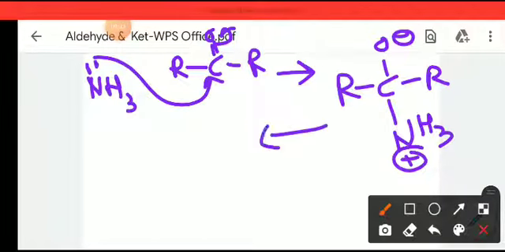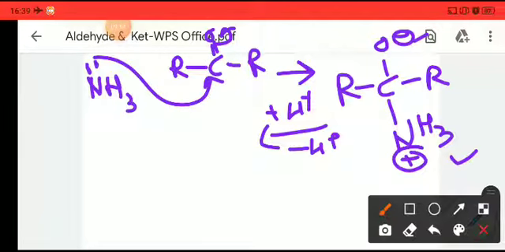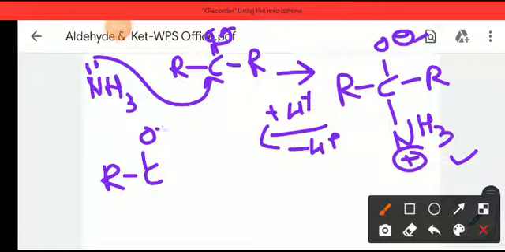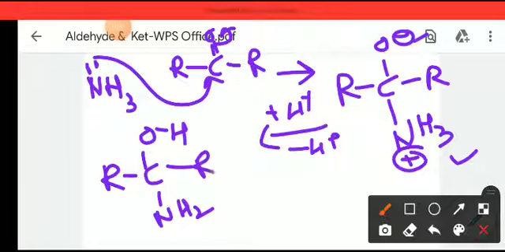So one protonation and one deprotonation will occur. Oxygen will be protonated and nitrogen will be deprotonated, and it will form R-C-OH with NH2 and R. So this is the mechanism of nucleophilic attack on carbonyl compounds.